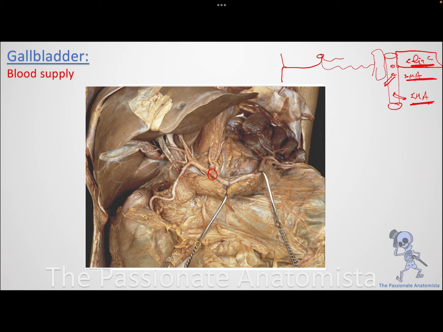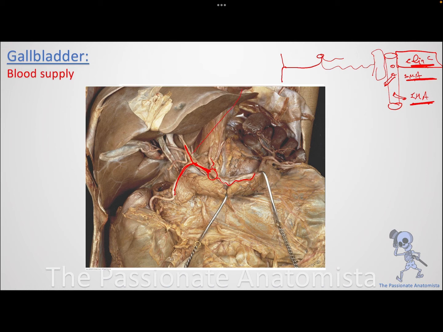So if you look at the celiac trunk, all right, you have the splenic, you have the left gastric, and then you have the common hepatic. The common hepatic is going to give you the proper hepatic that's going to go to the liver, and then the gastroduodenal that goes down to supply the structures down.